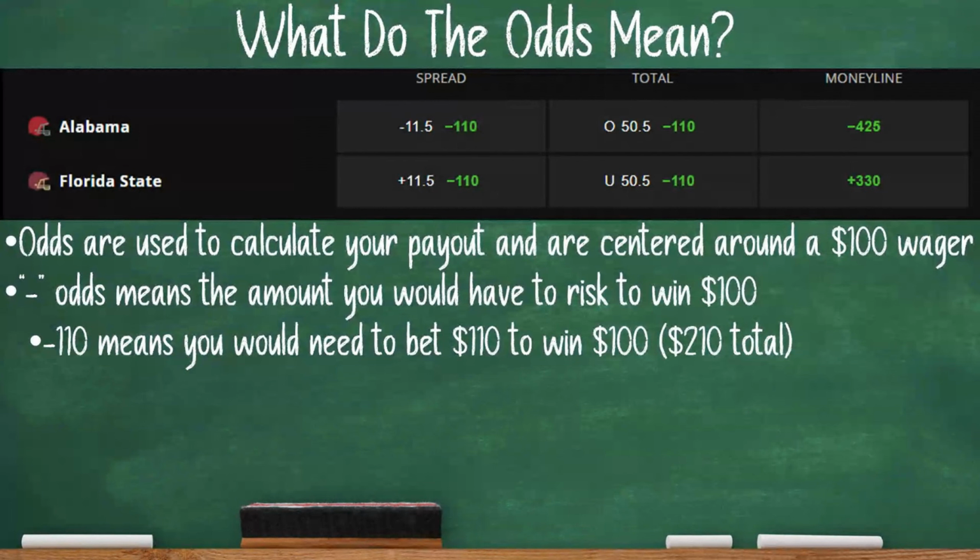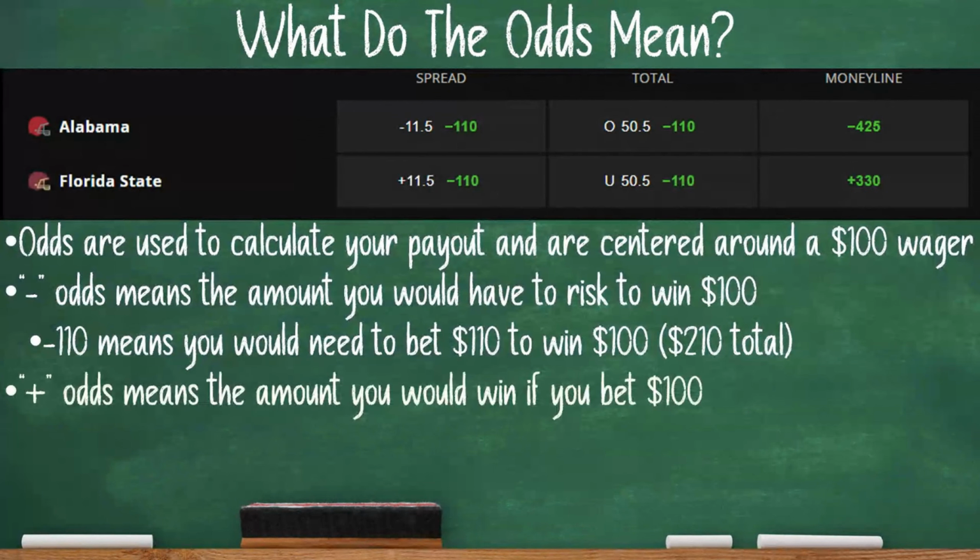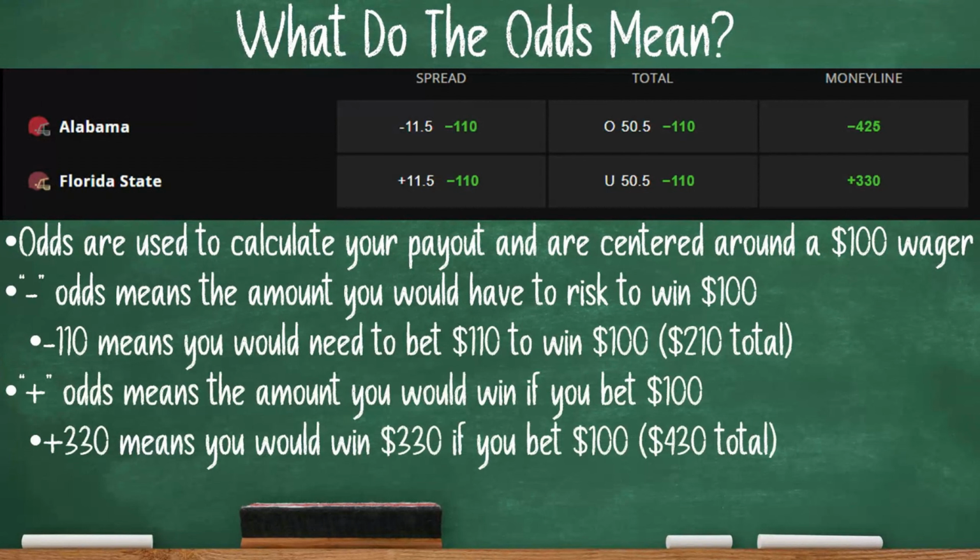And if you're looking at positive odds, this is the amount that you would win if you bet $100. So again, let's look at the Florida State money line at plus 330. That means you would win $330 if you bet $100. So you'd walk away with $430 total: your $100 original bet plus the $330 the sportsbook gave you.